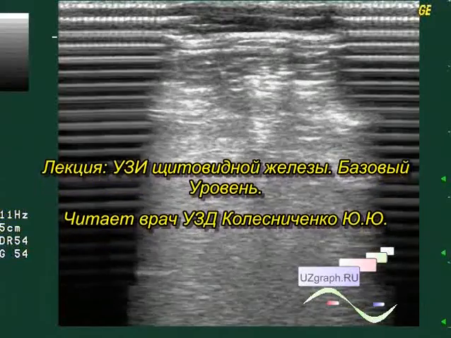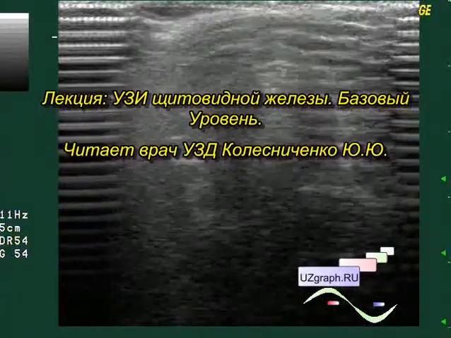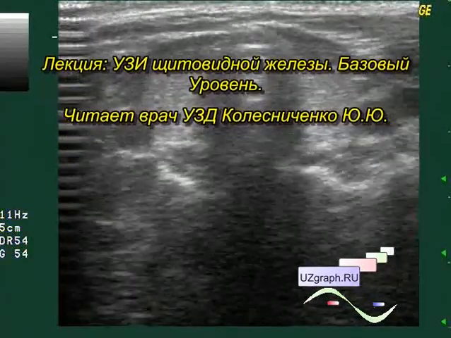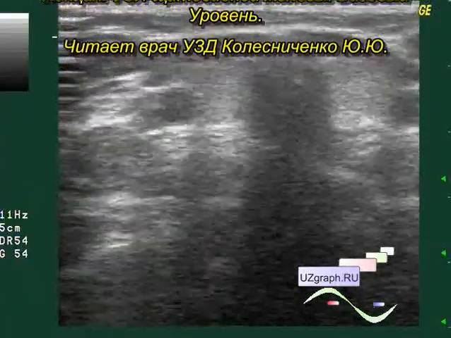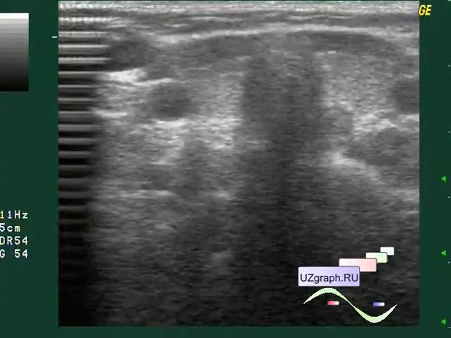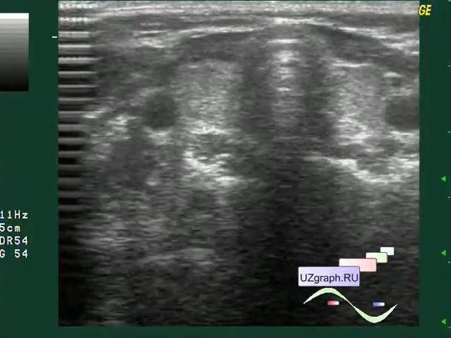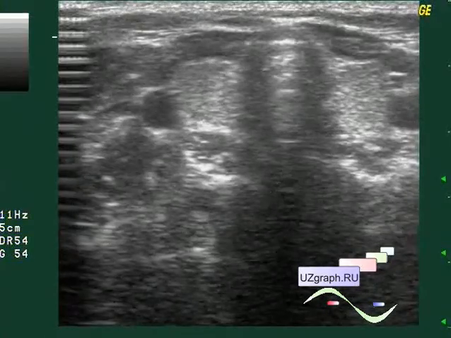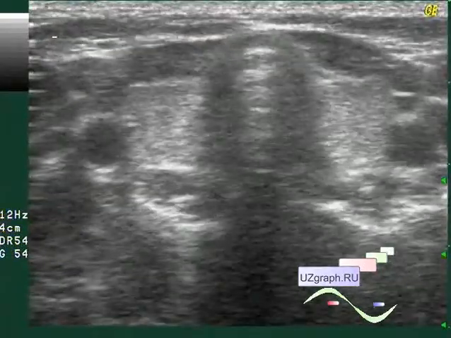This is a lecture about thyroid ultrasound. We obtain transverse and longitudinal views for each lobe and measure three diameters for each lobe for volume calculation: width, height and thickness. Then we calculate the volume of each lobe by the ellipse formula and sum these volumes into the thyroid volume.